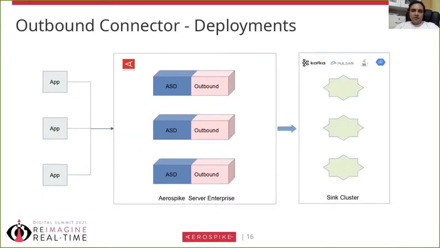The next deployment is a more elaborate deployment where we couple the Aerospike server instances to an outbound connector. Now, this deployment reduces or gets rid of one additional network hop between the Aerospike server and the outbound connector. The additional complexity here is making sure that both the Aerospike server instance and the outbound connector run on the same host. These deployments are easier to deal with in Kubernetes scenarios where you could run the Aerospike server and the outbound connector as a single pod.